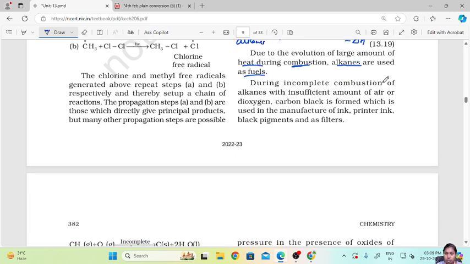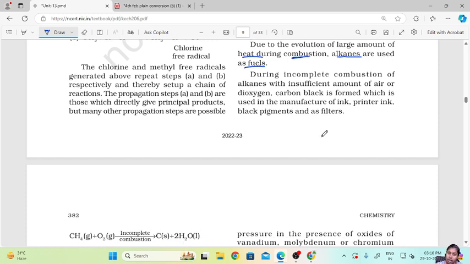Now during the incomplete combustion of alkanes with insufficient amount of air or dioxygen, carbon black is formed, which is used in the manufacture of ink, printer ink, black pigments and filters. Incomplete combustion means whenever alkane is not completely burned, because there is insufficient amount of air or dioxygen. In that case, carbon black is formed. And this carbon black can be used in manufacture of ink, or as printer ink, or as a black pigment and in filters.